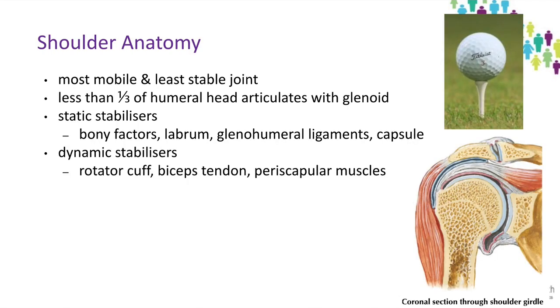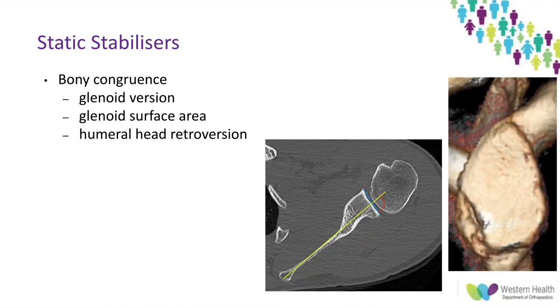As we all know, the shoulder is the most mobile and least stable joint. Less than 1/3 of the humeral head articulates with the glenoid, and there are both static stabilizers and dynamic stabilizers. And I'll go on to describe those in further detail. Looking at your static stabilizers, there's the bony congruence, and this is affected by the glenoid version, the glenoid surface area, and the humeral head retroversion.